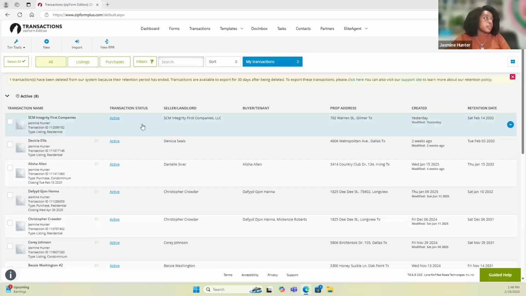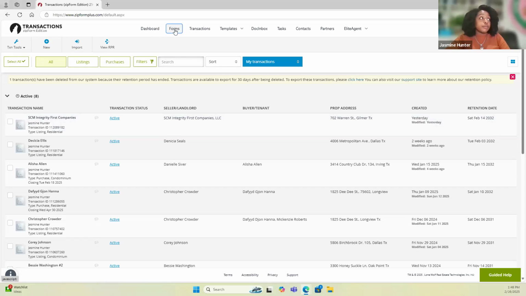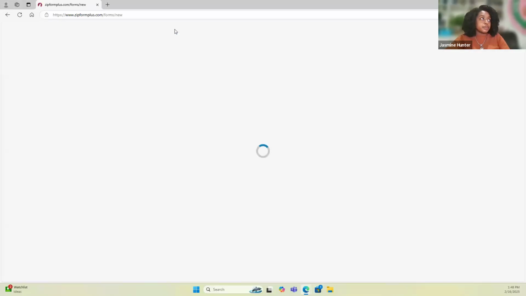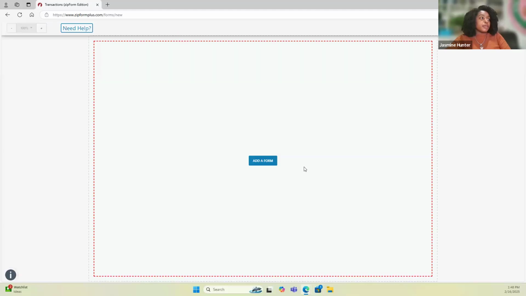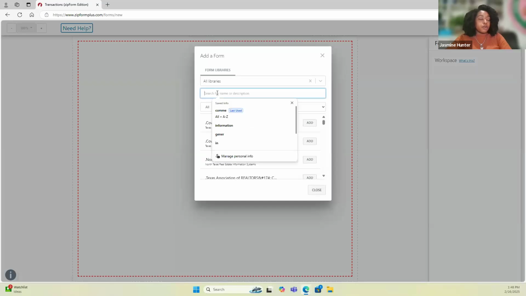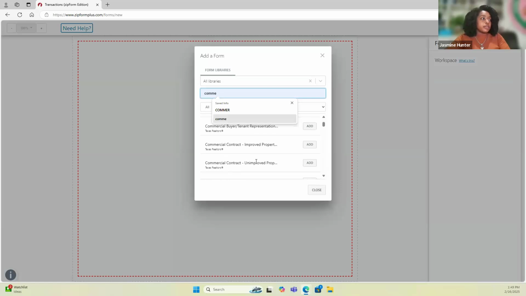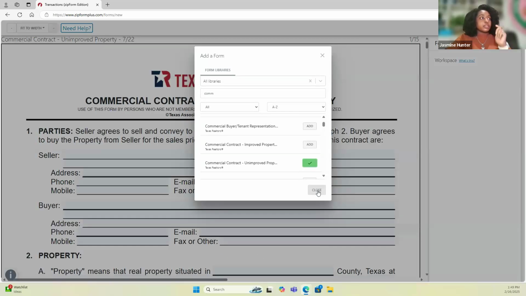So walk with me. We're going to use our zip forms. Let me share my screen. We're going to talk about the contract first. From zip forms, the easiest way is to go to your forms at the top. From here, it's going to ask you to add a form. You push add form, type in commercial, and scroll down to unimproved property. You add that document, close this, and here you go.